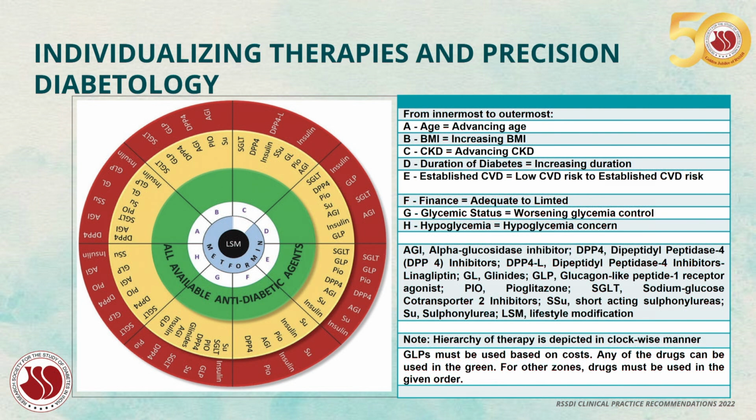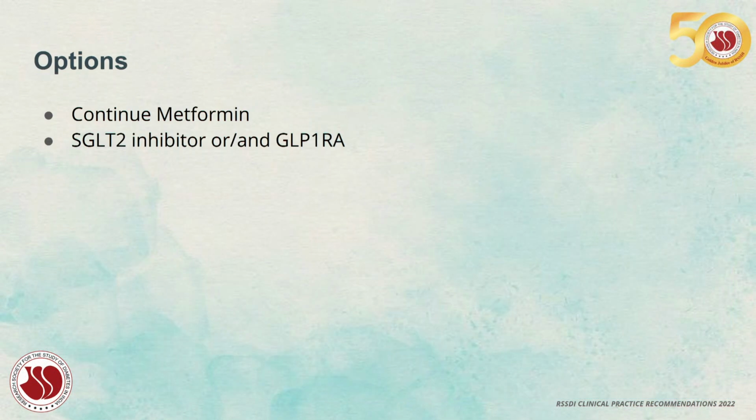Now CKD is another concern. Again, it becomes SGLT2 inhibitor. Hypoglycemia is another concern. Again, it becomes SGLT2 inhibitor. So if you put all these considerations together, the first option would be addition of SGLT2 inhibitors or GLP-1RA.